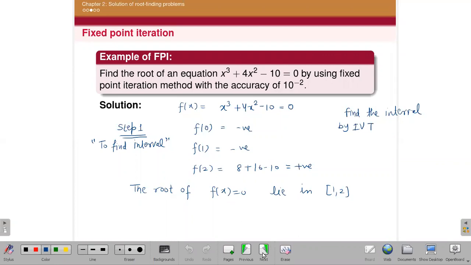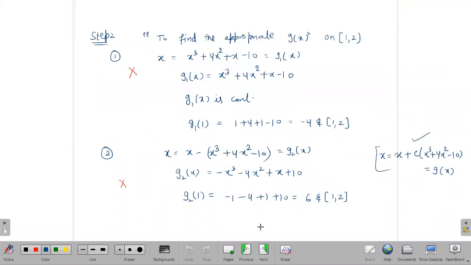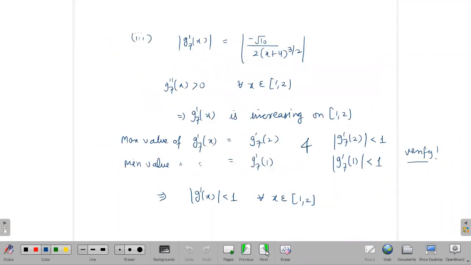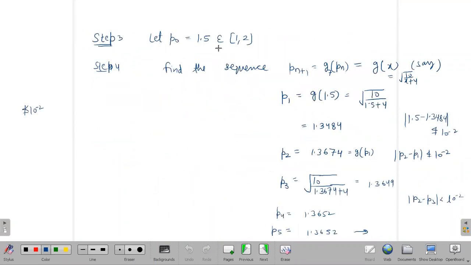Okay. So this is the procedure. Means if the interval is not given, you can find the interval. Then you find the g of x. Then once you get the appropriate g of x, you take one initial guess and find the iteration. So according to the tolerance, you will stop the criteria.